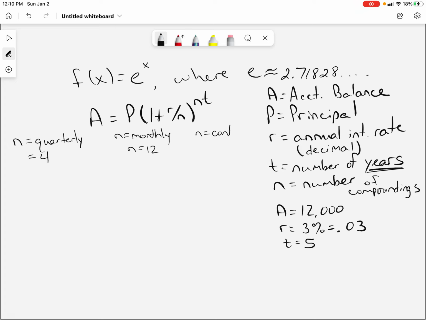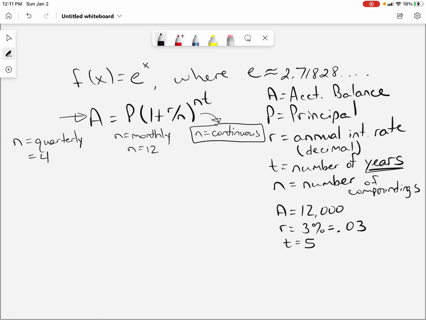And what happens with continuous is you get a completely different formula. So we'll talk about this one a little bit separately. If you look in your text for this course, it will show you how to convert this equation into a continuous compounding equation, but you're not required to be able to do that. You just need to be able to apply the equations that are used.